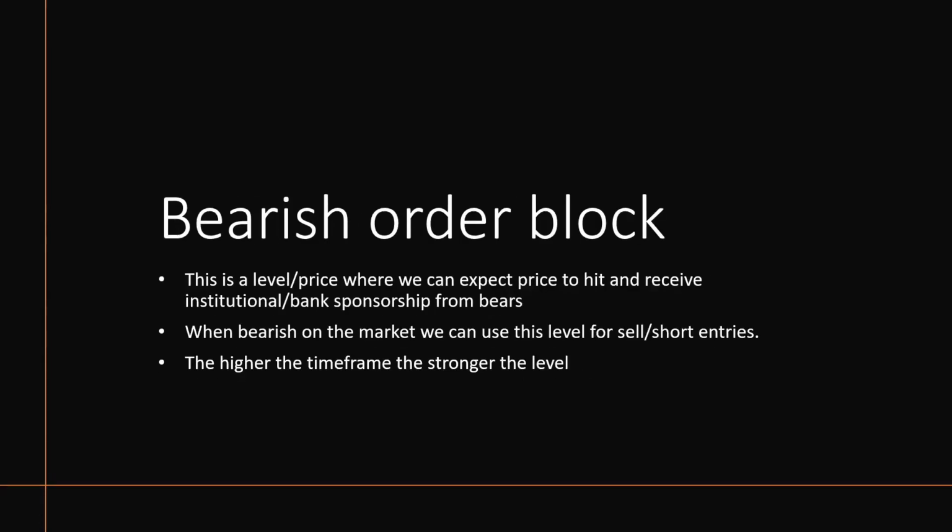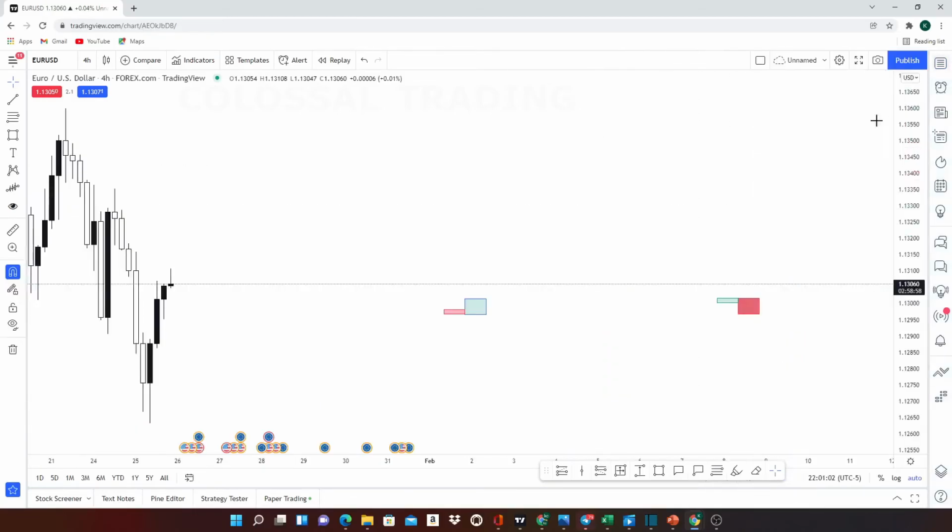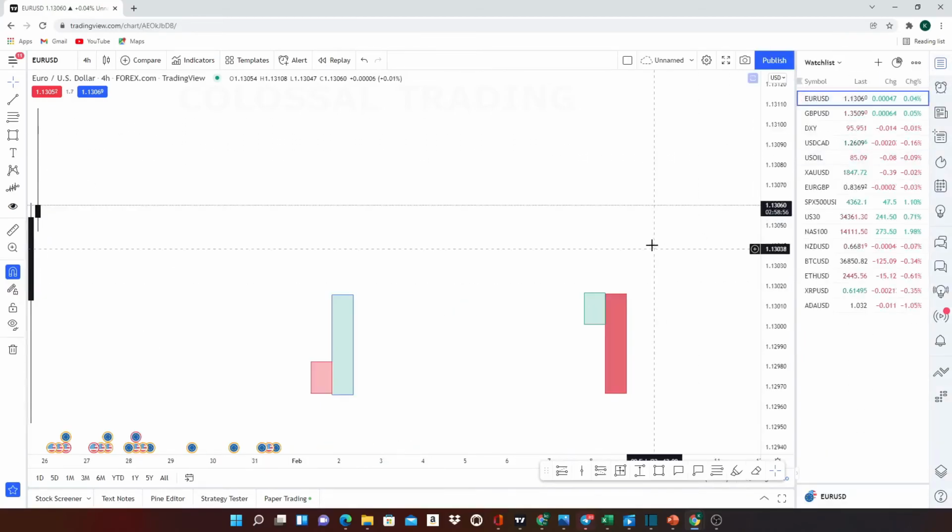Now, bearish order blocks. This is a level / price where we can expect price to hit and receive institutional / bank sponsorship from bears. When bearish on the market, we can use this level for sell or short entries. The higher the time frame, also the stronger the level. Charts. Let's take a look on the charts.